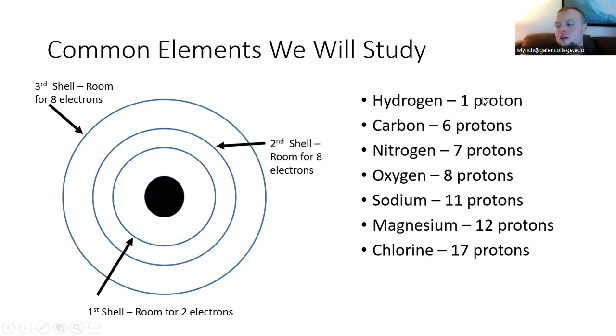Hydrogen has 1 proton. That means it has 1 electron. If we are to bind a hydrogen to another hydrogen, it now has 2 electrons, which now fill the first orbital. Now it is stable. If it was not stable, it would be highly reactive and would react and cause explosions all over the place in the atmosphere.